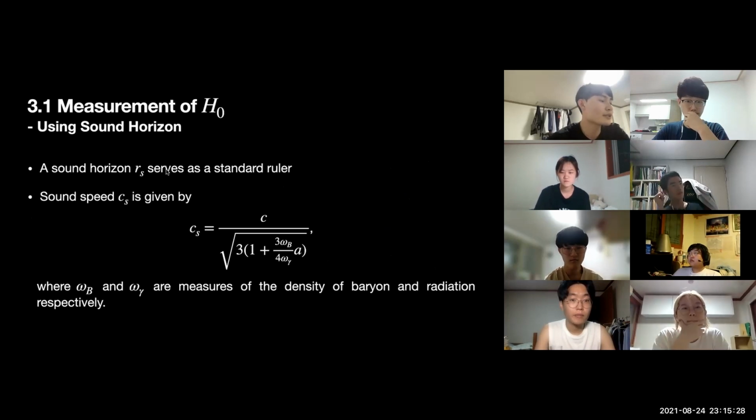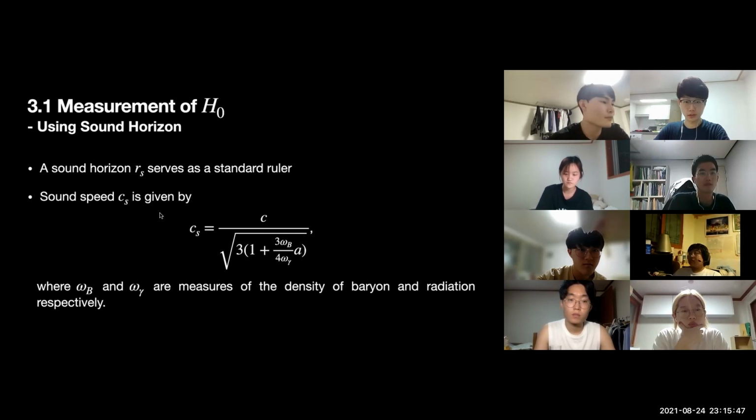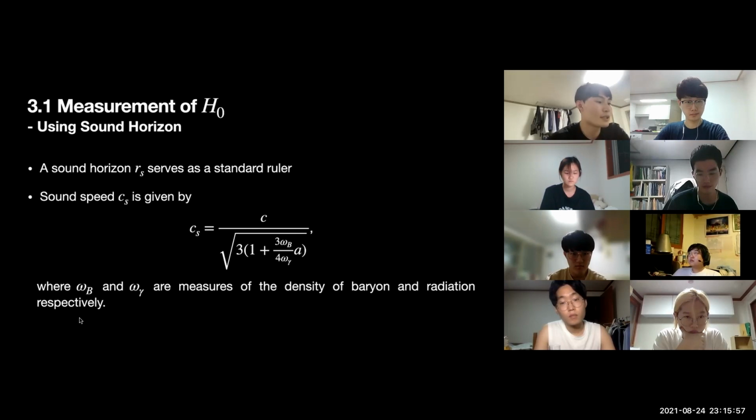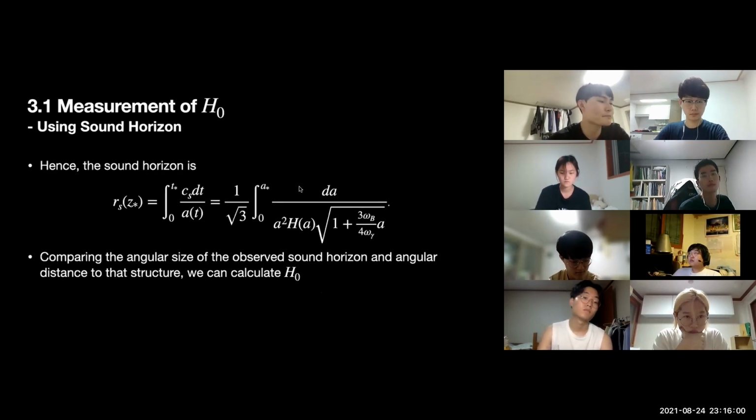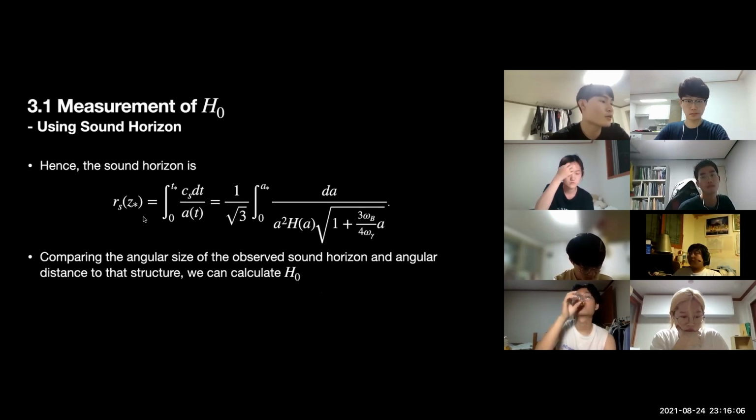And because the sound horizon can be calculated theoretically, it can serve as a standard ruler, like the type 1a supernova serves as a standard candle. The sound speed, the speed of that wave before the decoupling, is given by this form. And here, omega b and omega gamma are measures of the density of baryon and radiation. And using that sound speed, we can calculate the value of the sound horizon through this formula.